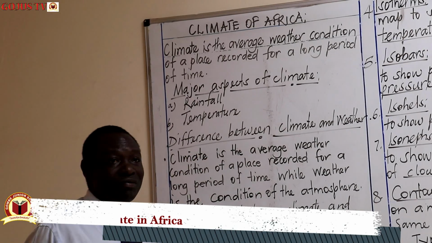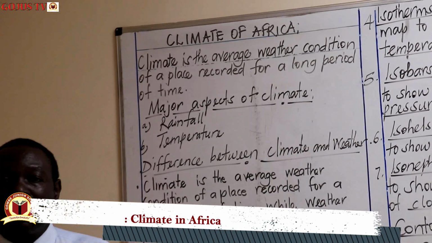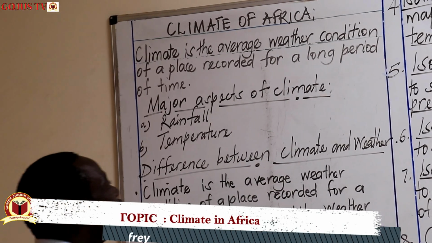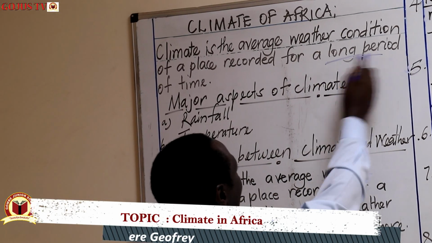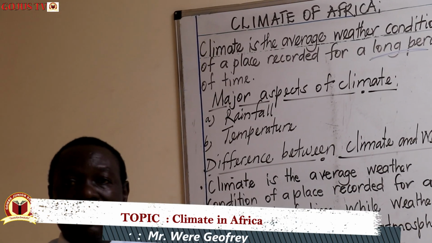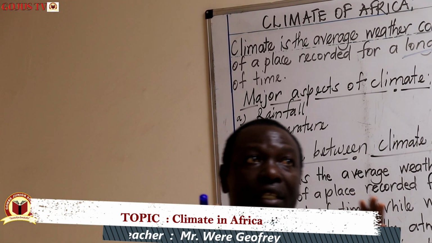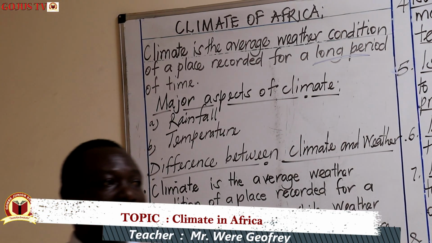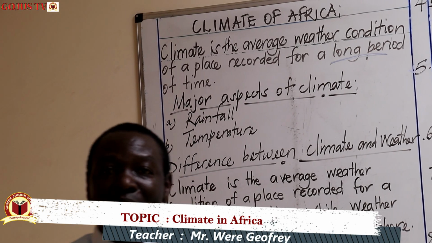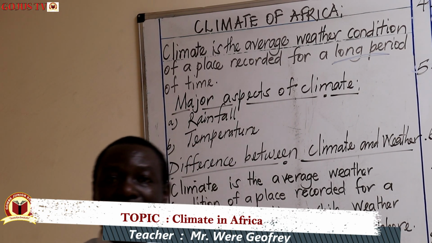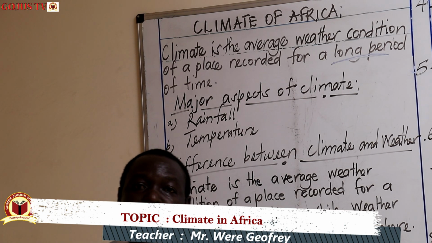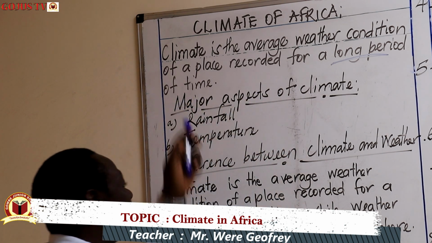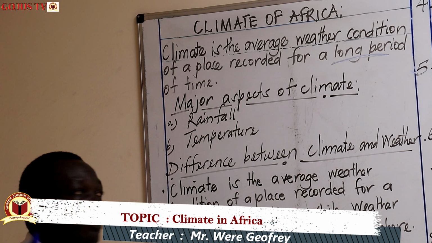Climate, what is climate? Climate is the average weather condition of a place recorded for a long period of time. Not this word, long period. Climate is studied over around 35 to 40 years. You can't study the climate of Wakiso within a week and decide that it is tropical. It must be a period of 35 to 40 years. That's why I always say long period of time.